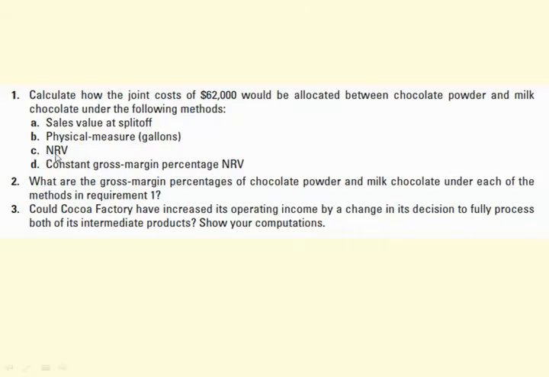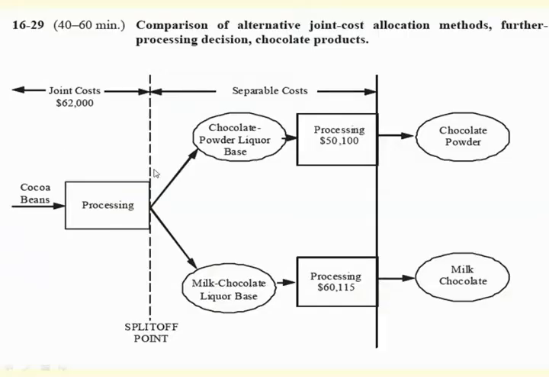C. Net realizable value. Net realizable value depends on sales value here minus separable costs to reach joint costs, and then we can allocate the joint cost. So here total sales value minus separable costs, we reach net realizable value. Based on this net realizable value, we can allocate joint costs.